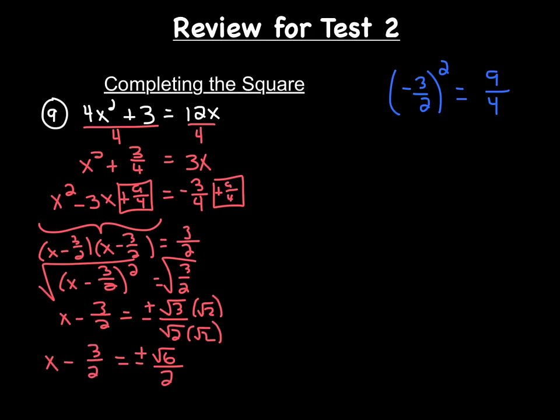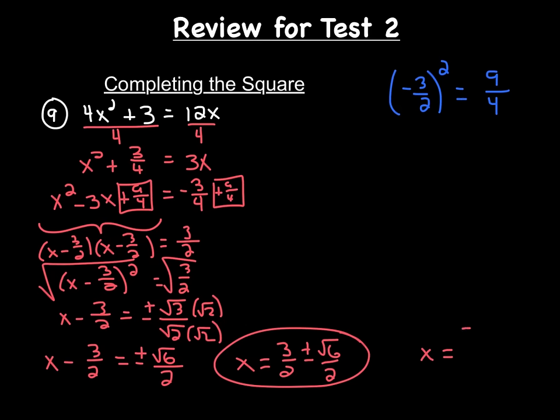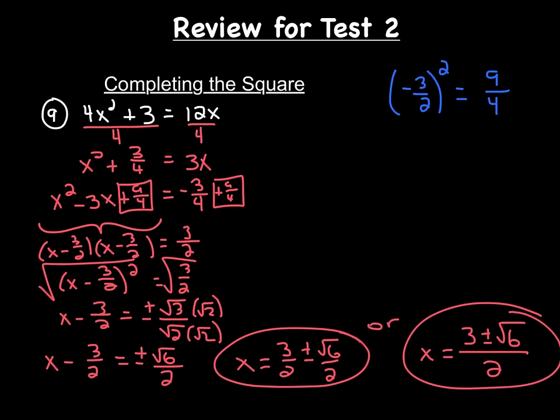And to finish, all you have to do is take this negative 3/2 and add it to both sides of the equation. When you move a negative 3/2 to the other side of the equation, it becomes positive 3/2. So it leaves us with x equals positive 3/2 plus and minus radical 6 over 2. And if you prefer to make this into one fraction, since it already has a common denominator, you're just going to add the top. So we have 3 plus and minus radical 6, and you can put that whole thing right over 2. Either answer is fine, so I'm just going to write or here.